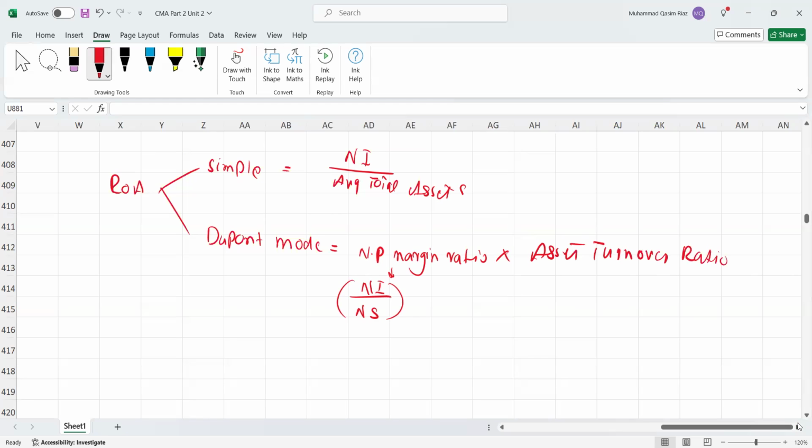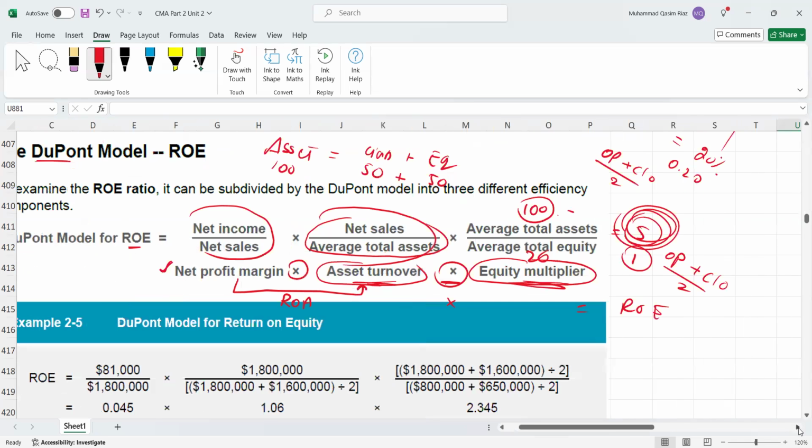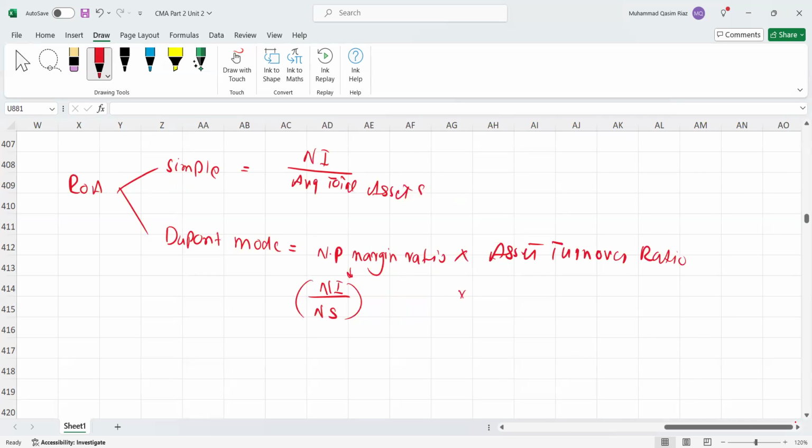For asset turnover ratio, I already told you how to calculate it. Do you remember the formula? The formula is written here: net sales divided by average total assets. So this is the DuPont version.